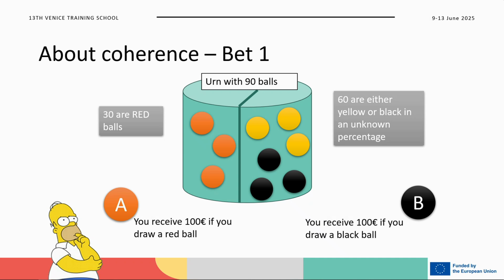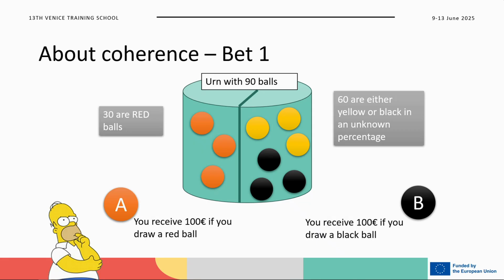So I don't know. Who would go for ticket A? Very good. Who would go for ticket B? Very good. So we can see most of us go for ticket A. I would also buy ticket A.